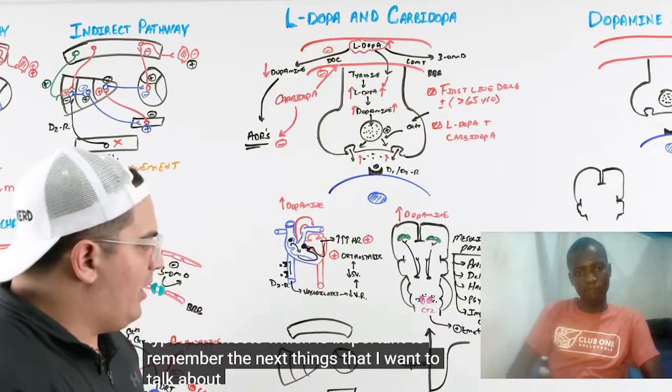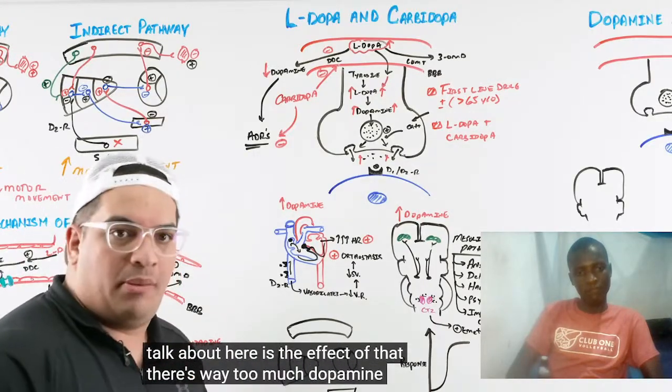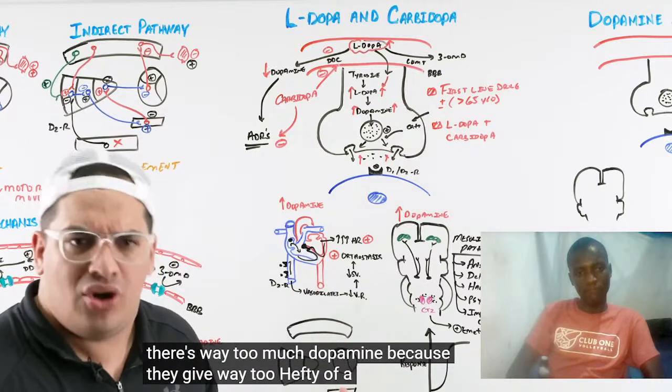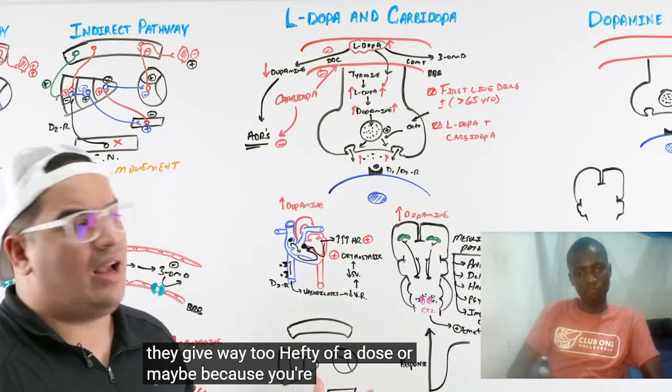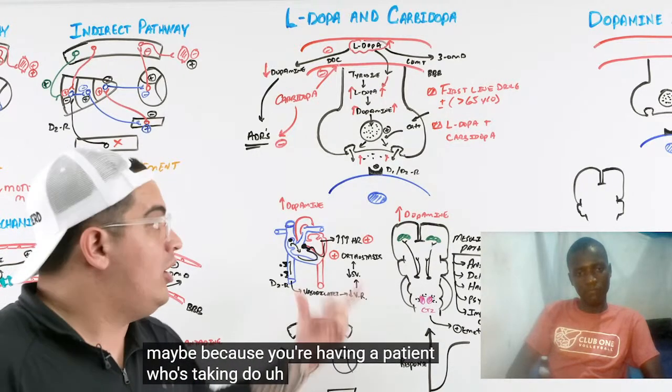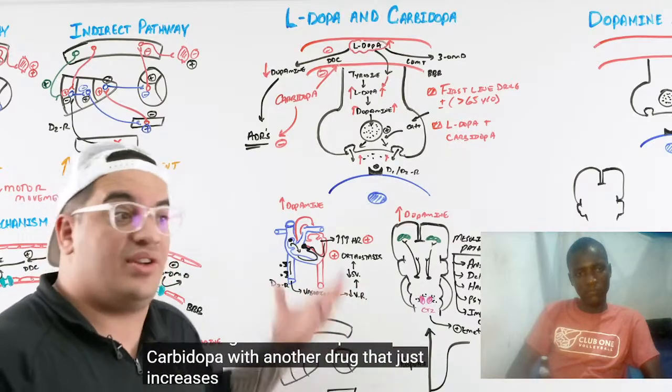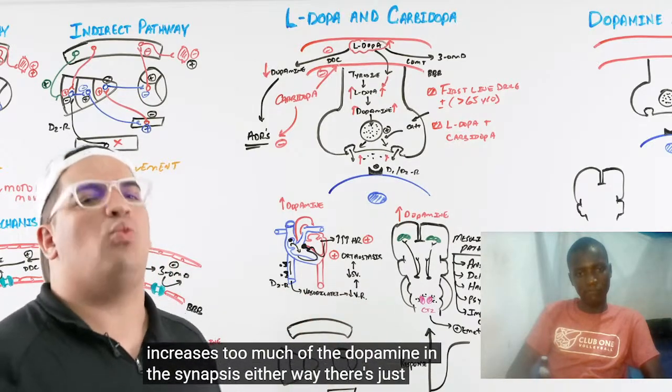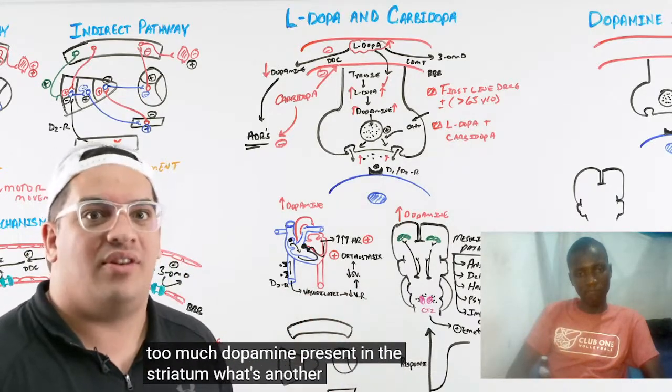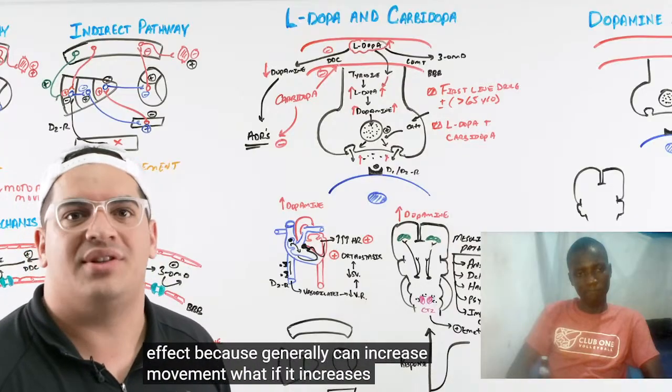The next thing I want to talk about is the effect of way too much dopamine, because you give way too hefty of a dose, or maybe because you're having a patient who's taking levodopa and carbidopa with another drug that increases too much of the dopamine in the synapses. Either way, there's way too much dopamine present in the striatum. What's another negative side effect? Generally it can increase movement. What if it increases movement way too much?